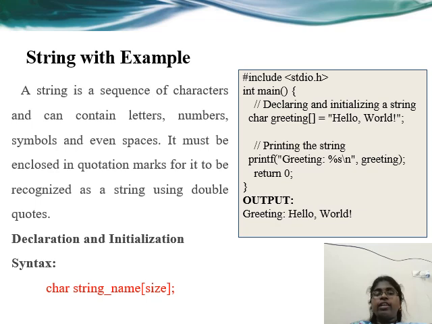We write the header file, then go to the main function and declare and initialize the array. For the character array greeting, we do not mention the size, and directly write the characters. So hello world is the input. Then we go to printing the string: printf greeting %s \n, greeting. %s is the control format for a string. Then we go to the return statement, which indicates to the compiler that the program is completed. Then the output is greeting equal to hello world. It just prints hello world.